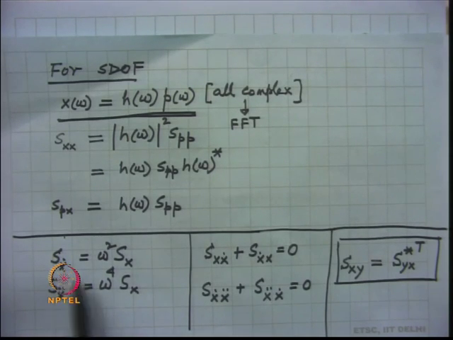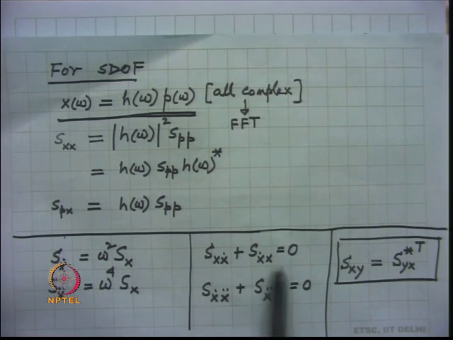Apart from that, we also had proved in the previous lecture that the power spectral density function of velocity is equal to omega squared times the power spectral density function of displacement, and the power spectral density function of acceleration is equal to omega to the power 4 into the power spectral density function of displacement. Now, in case x dot and x are vectors, then they are matrices, and the power spectral density matrix of velocity is related to the power spectral density function of displacement again through this relationship. Only thing is that this changes to matrices.